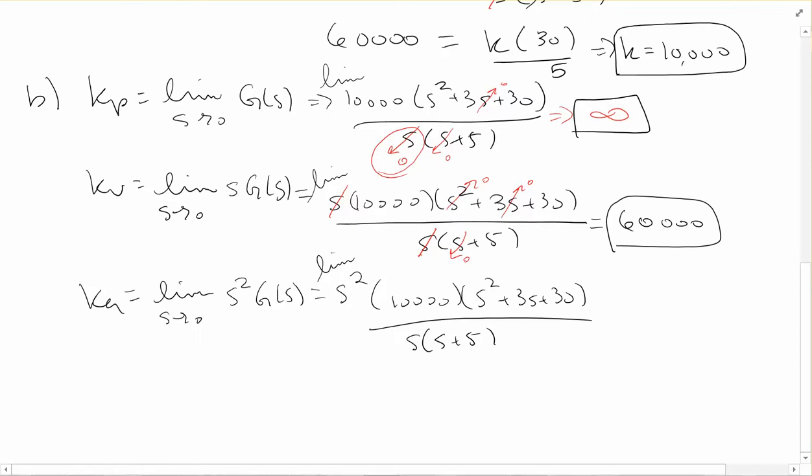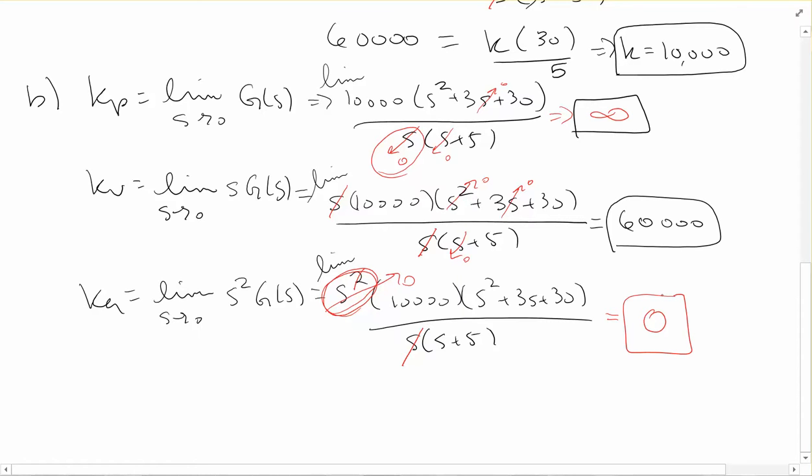So now let's see what all cancels. One of these s's will cancel with this one. Okay. So now if we look, since this s is left in the numerator, when we're making s go to 0, that means this whole numerator is going to go to 0. So k sub a then will be equal to 0.